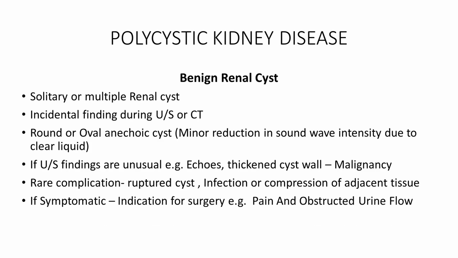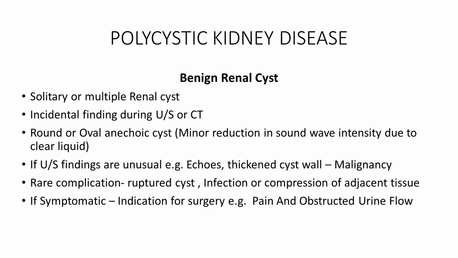Benign renal cyst. Again, they can be solitary or multiple renal cysts, mostly in one kidney. It is also an incidental finding on ultrasound or CT. Round oval anechoic cyst. That is, the cyst has only clear fluid in it, with minor reduction in sound wave intensity due to clear fluid in the cyst. If the ultrasound finding is unusual, for example, if you find echoes of a thickened cyst wall, it can point towards malignancy. The rare complication is rupture of the cyst resulting in pain, infection, and compression of the adjacent tissue.